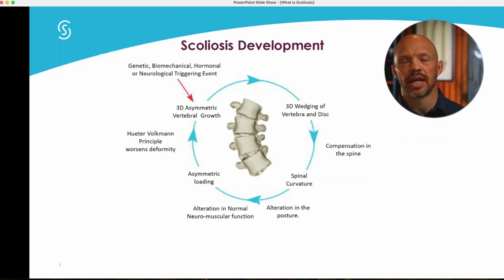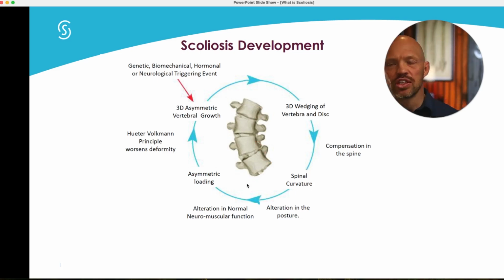Now, let me show you what actually happens. As I mentioned, we have this genetic condition and we have some initial event that triggers the spine to start to grow asymmetrically and twist, whether that's a biomechanical, hormonal, or neurological event. Something happens, and it's probably multifactorial, that causes the vertebrae to grow asymmetrically, and that causes the spine to start to twist and rotate. And you start to get some wedging in the disc and the vertebrae, and you get some compensations in the spine, and you get this curve developing right here.